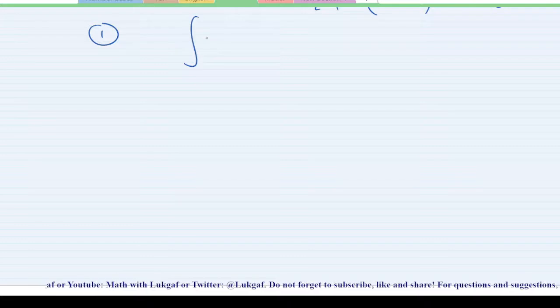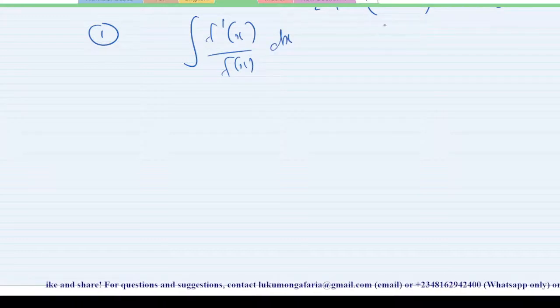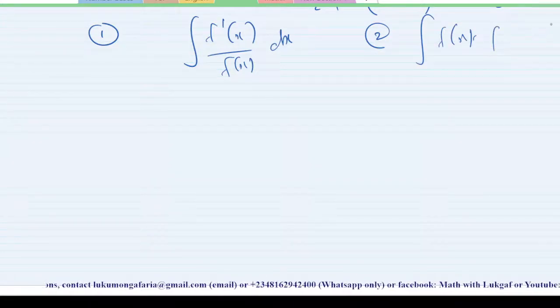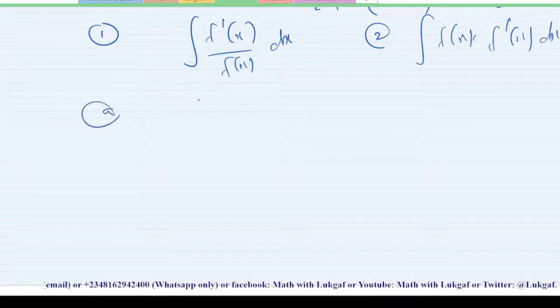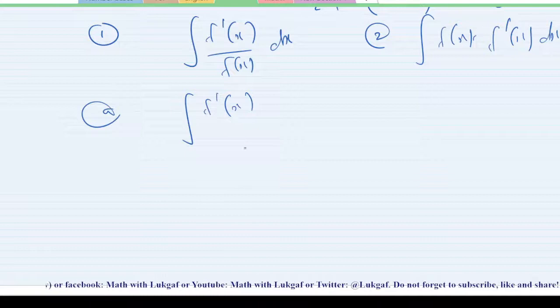The first one is when you have the integral of f prime of x divided by f of x dx, and the second is when you have the integral of f of x multiplied by f prime of x dx. This is very simple. So let me take it one by one. The first one is when you have an integral of this form.